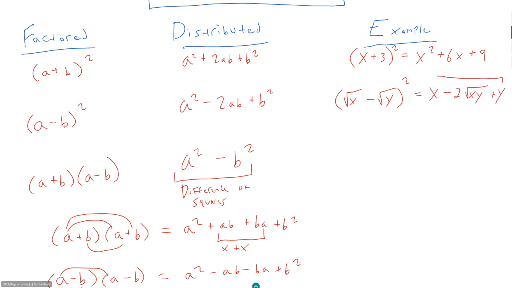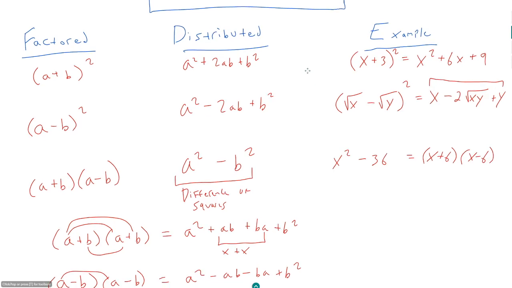So if they were to give it to you in this format here, for example, you would have to recognize that this is a special quadratic and probably put it in this format here. What about a difference of squares? So this would be something like x squared minus 36. And that would be equal to x plus 6 times x minus 6. So those are your special quadratics, every single one of them worth knowing.